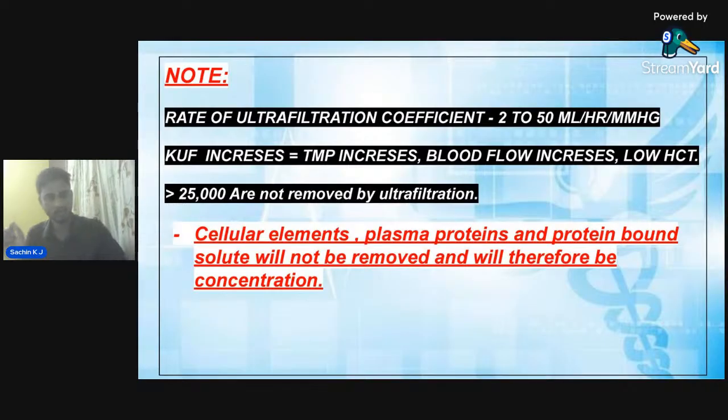Note: the ultrafiltration coefficient is 2 to 50 ml per hour per mmHg. The ultrafiltration coefficient increases if transmembrane pressure increases, if blood flow increases, and if hematocrit is low. Molecules greater than 25,000 daltons are not removed by ultrafiltration. Cellular elements, plasma proteins, and protein-bound solutes will not be removed and will therefore be concentrated.